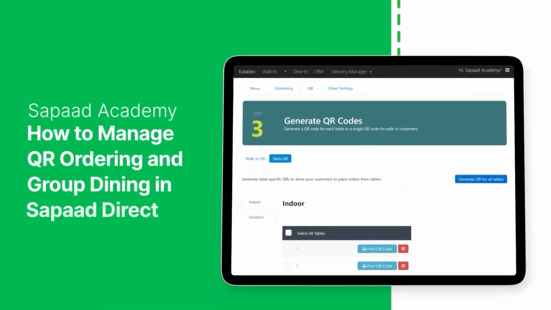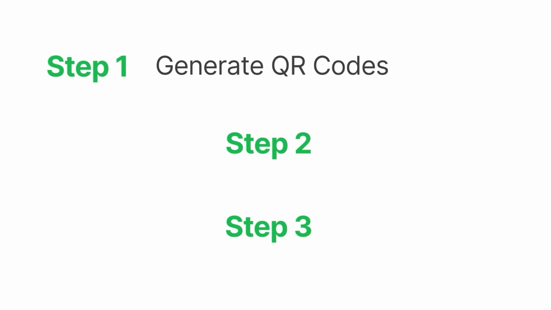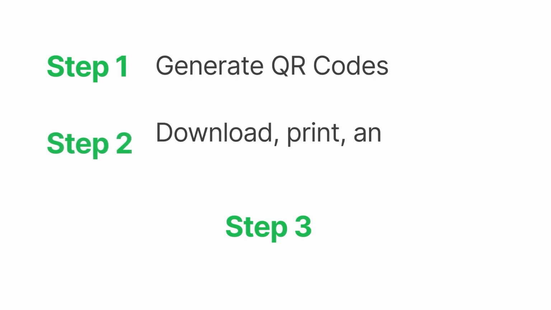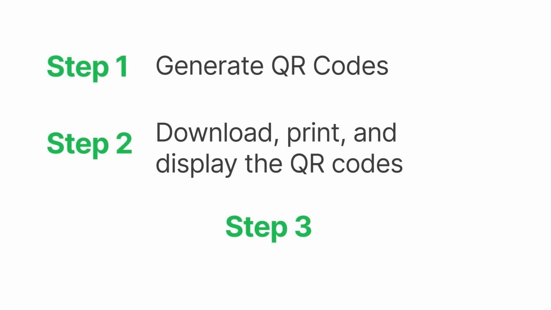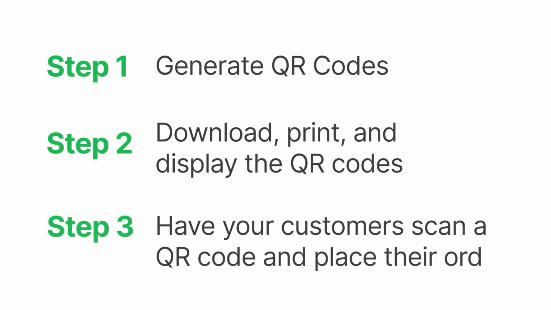Managing your store's QR ordering and group dining in Sapaad Direct is so easy. In this video, we'll show you how to do it in 3 simple steps. Step 1. Generate QR codes. Step 2. Download, print, and display the QR codes. Step 3. Have your customers scan a QR code and place their order.